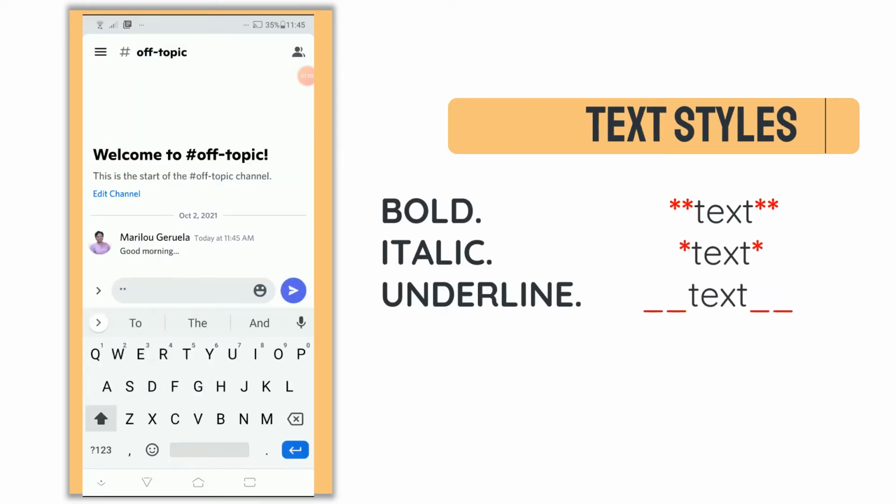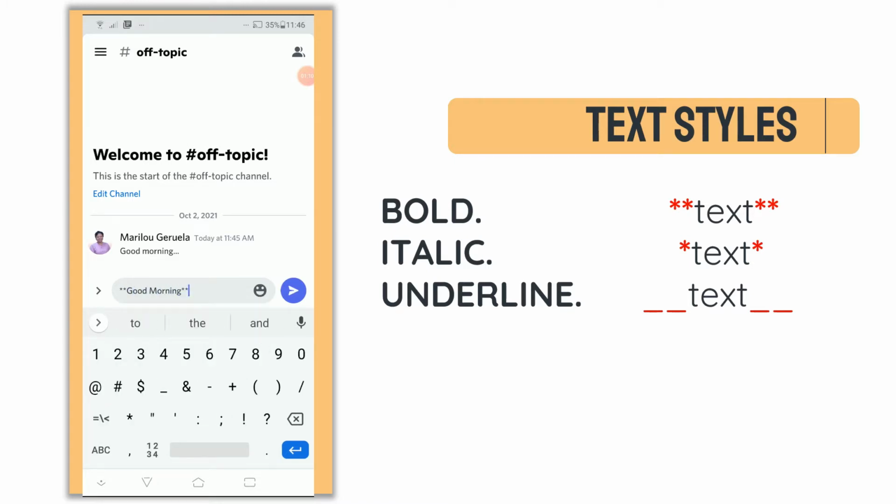Here are some of the text styles that you can use in creating your chat more expressive. If you want your text be bolded, you have to begin and end it with 2 asterisks. For italic, start with 1 asterisk and end with another asterisk.